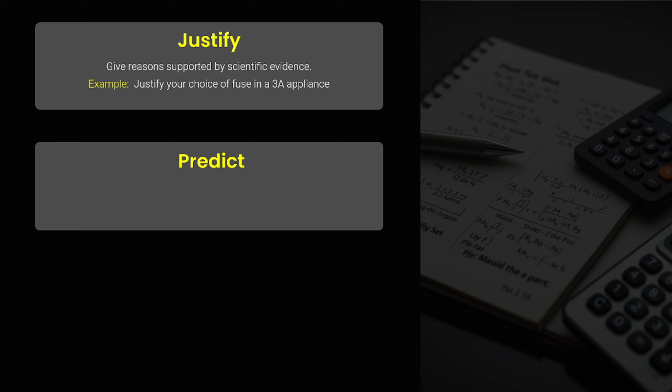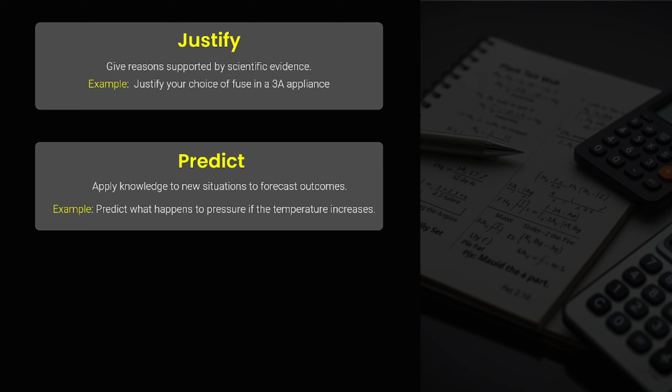The next word is predict. You are being asked to apply what you know to something new. For example, predict what happens if the temperature increases. The pressure increases because the particle speed increases, causing more frequent collisions. This could be considered a good answer. Use prior knowledge to extend the idea.